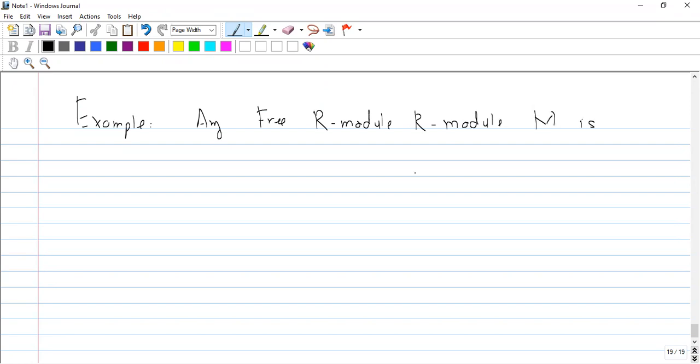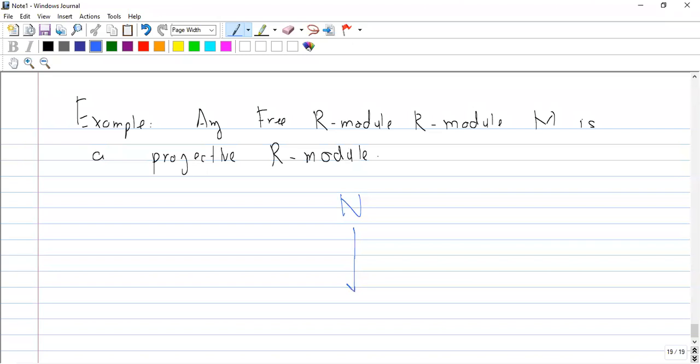So class, actually we can generalize this example and prove that any free R module M is a projective R module. Again, the technique will be the same as the one I just used, and I will generalize it.